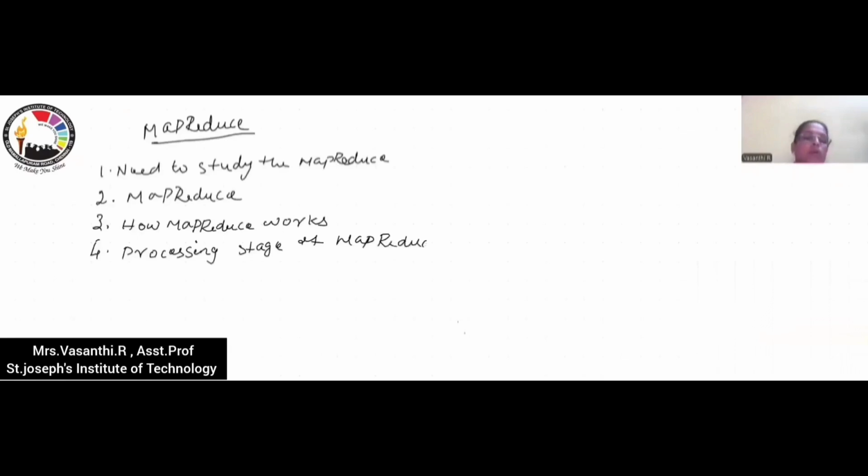And the fifth one is an example of MapReduce. So now we move on to the first one, why we need to study the MapReduce concept.